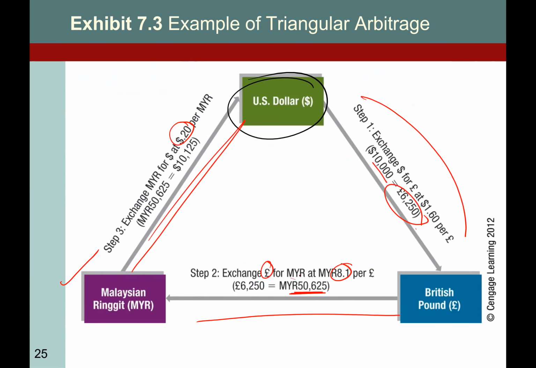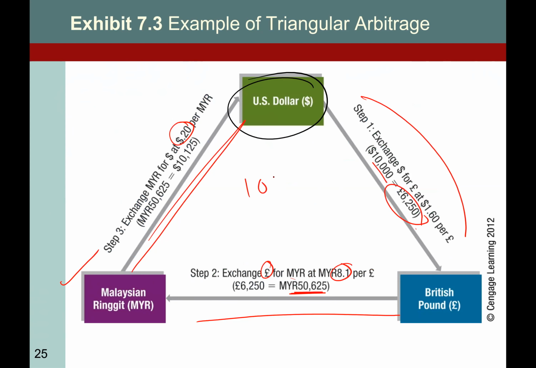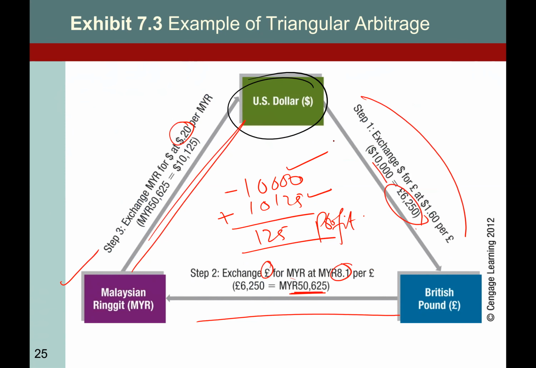So your profit is the difference. You ended up earning, right? Your proceeds are $10,125 and your original investment was $10,000. So you found a riskless profit of $125. It's a very simple example, right?